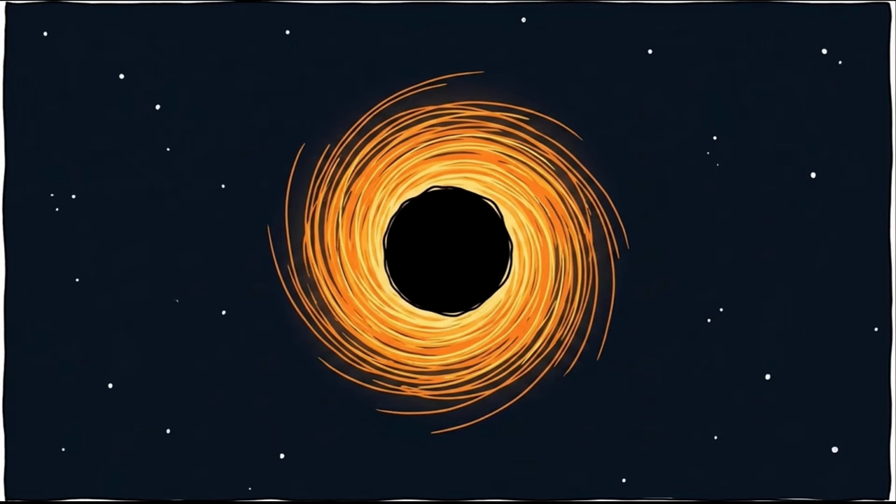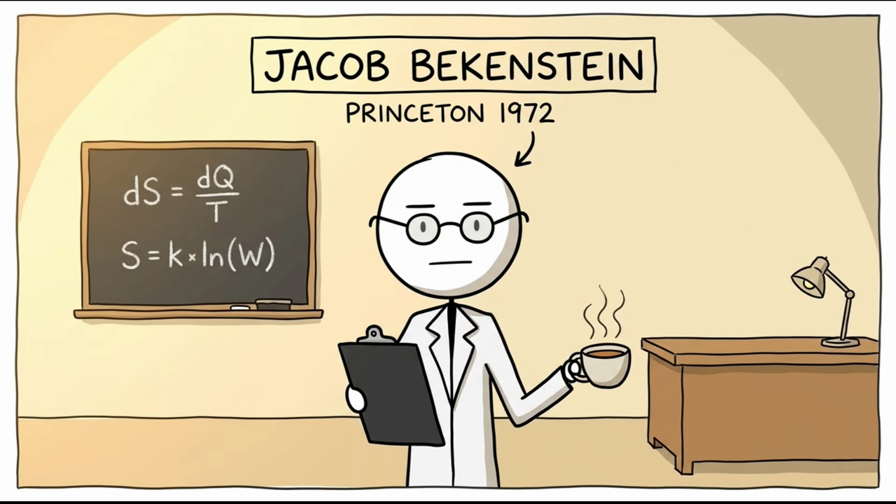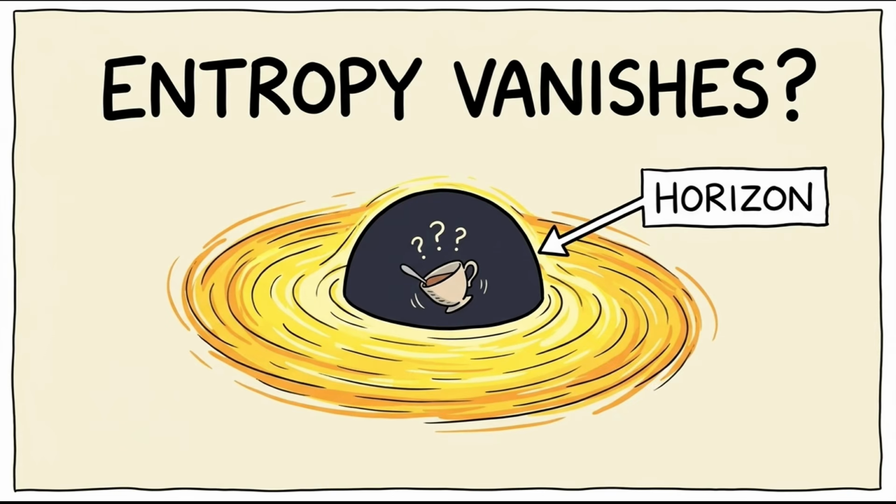Alright, let's go. Number 10, the holographic boundary. In 1972, Jacob Bekenstein was a graduate student at Princeton trying to solve a mundane thermodynamics problem. Could you violate the second law by dropping a hot cup of tea into a black hole? The entropy would seem to vanish into the horizon.